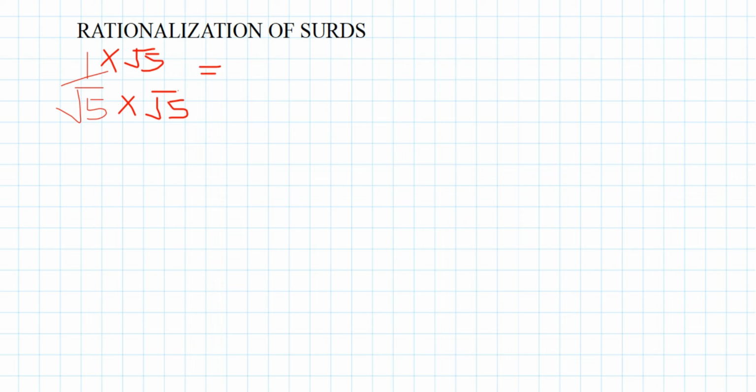And so in this case, we are going to have the square root of 5 over root 5 times root 5, which is going to give us 5. So when we do that, we have rationalized the surd.